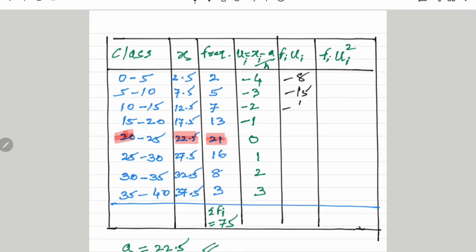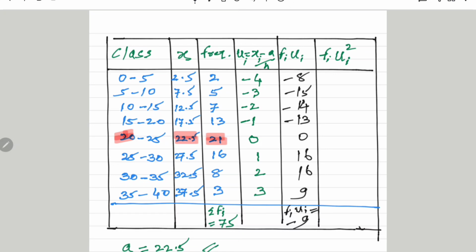7 2s are 14, -14. Then -1 into 13, we get -13. 0. 16 into 1, we get 16. 8 2s are 16 and 3 3s are 9. These are the values of fi ui: -8, -15, -14, -13, 0, 16, 16 and 9. Take the addition of all these by calculator, we get -9. This is the value of summation fi ui.